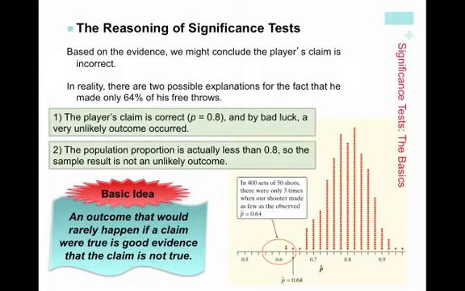The basic idea is that an outcome that would rarely happen if a claim were true is good evidence that the claim is not true. Doesn't guarantee it, though.